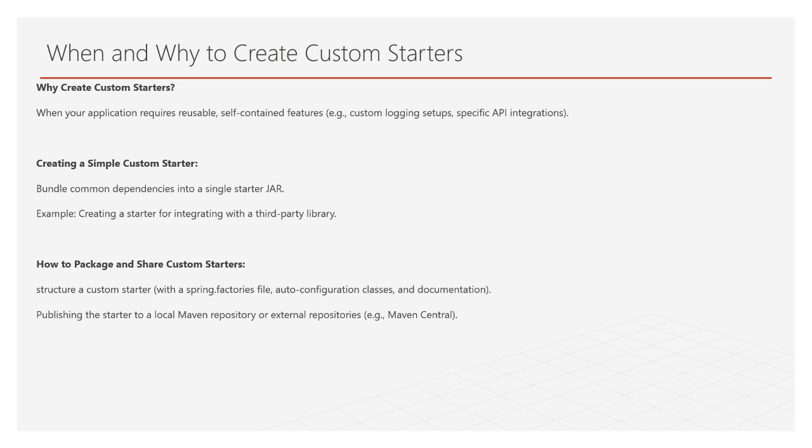We can structure this particular starter with the spring.factories file, auto-configuration classes, and documentation, and then we can publish this starter to a local or Maven repository, or an external repository. There are some repositories where you can download from. So when you develop any Spring Boot application and include the dependencies in the Maven pom.xml, it is going to download those particular dependencies from the repositories, from the central location.